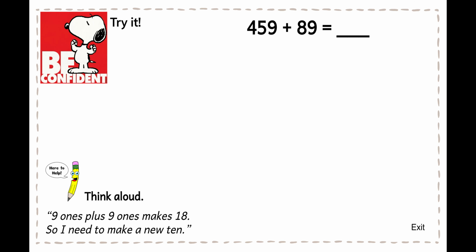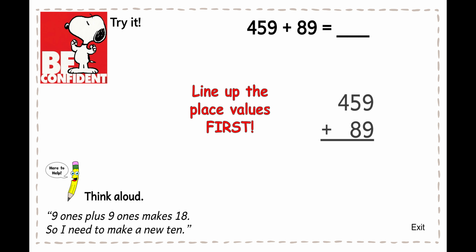All right. Well, hopefully what you did looks something like this. First, line up those place values. Then, add the ones, and you have 9 plus 9 is 18. And 18 is made up of 1 ten plus 8 ones. So you would put the 10 in the tens place and the 8 ones here.